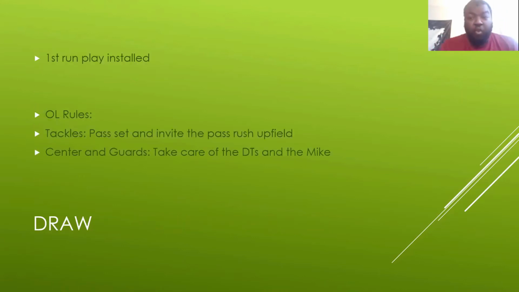The first run play we install is the draw. The offensive line's rules are very simple. The tackles pass set. We want to invite the rush of the defensive ends up the field. After about a solid count, the center and the guards pass set as well, but then they shoot forward and take care of the defensive tackles and the Mike linebacker.